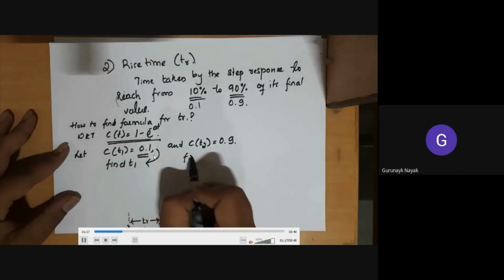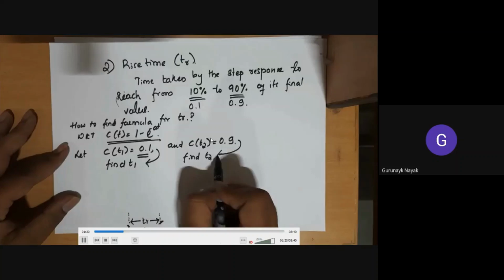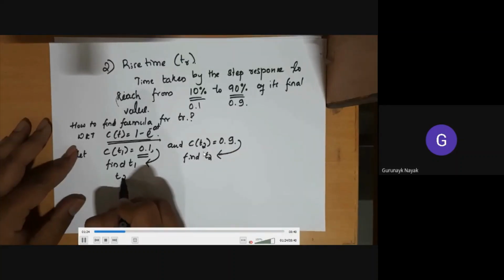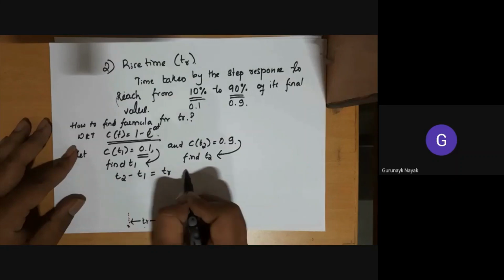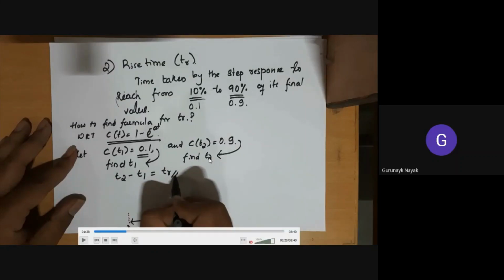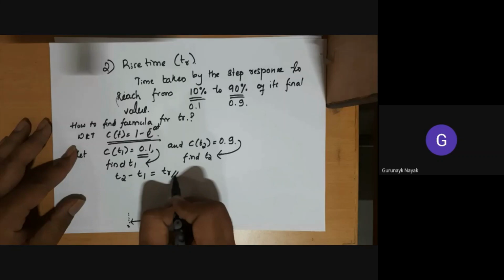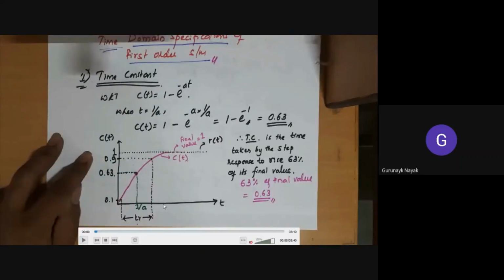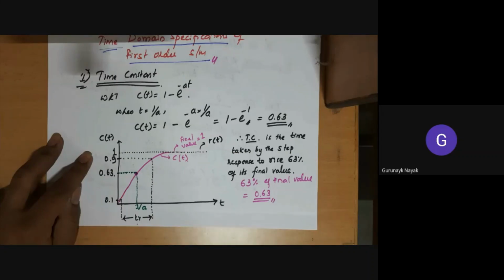So find t1 by solving the first equation, and find t2 by solving the second equation. Once you find t1 and t2, can I call the difference of t2 and t1 the rise time? Yes, you can. I'll call this t1 and this t2. I'm not writing it here because using a sketch pen and writing so many terminologies will not make this graph look good. So just assume this as t1 and this as t2. So t2 minus t1 is TR. It's not so complex.